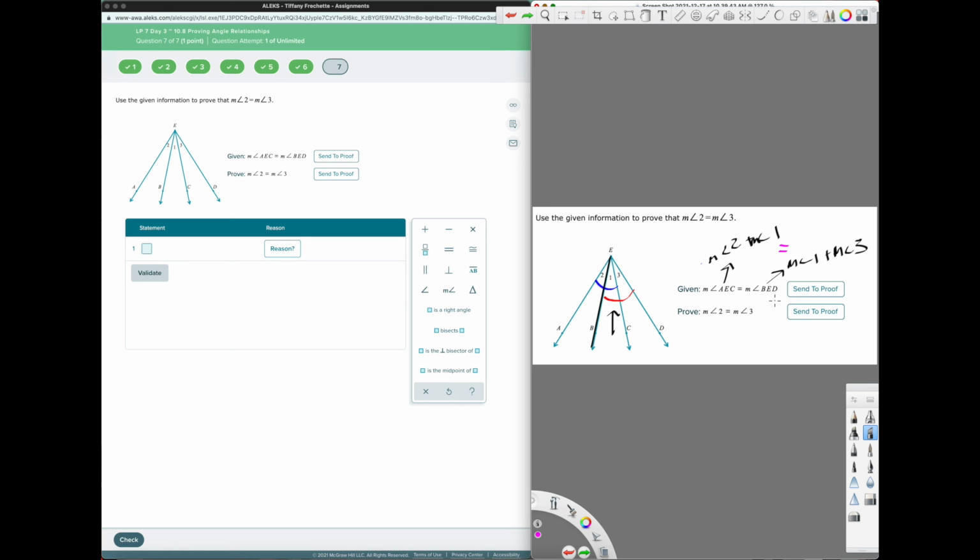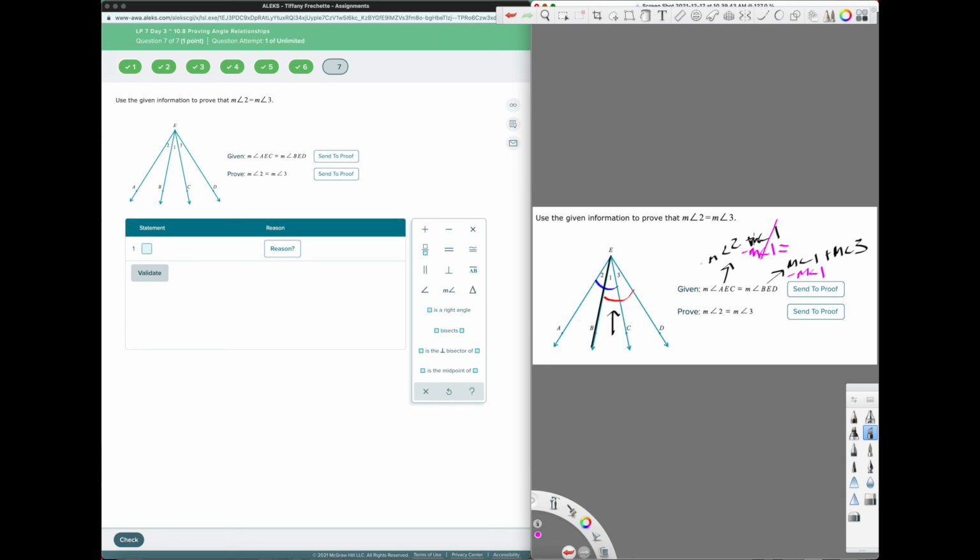And now what I want to try to do is get just angle 2 and angle 3, right? That's my goal. So if I notice that the measure of angle 1 is on both sides, if we try to bring these together and I subtract the measure of angle 1 from both sides of the equal sign, what's going to happen to them?